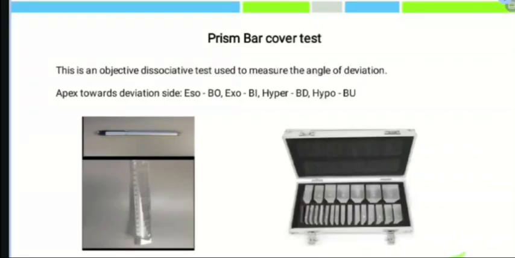So always remember the prism apex should be towards the deviated side, or else the base should be opposite to the deviation side. As I've already mentioned, ESO it will be base out, EXO it will be base in, hyper it will be base down, and hypo will be base up. And we have different types of prisms, like bar prism, loose prisms, and other things. In this case you can also see corneal reflex, like you can also perform Hirschberg test, as well as you can do the prism test as well.